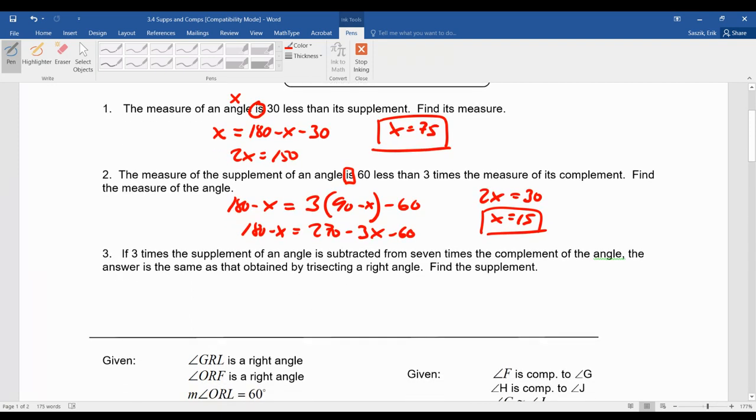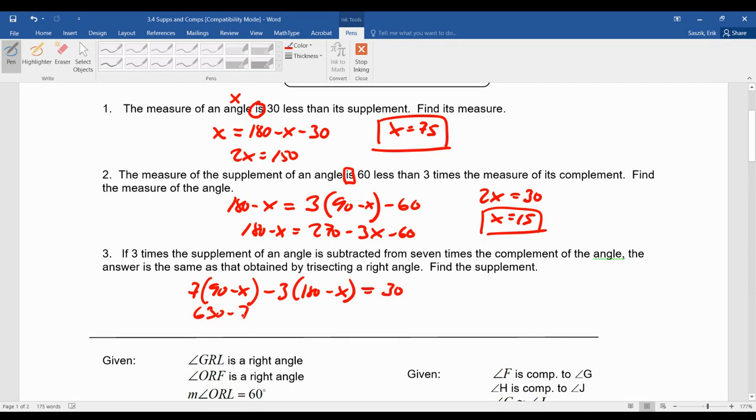It's the next one where you have to be a little bit more careful. If 3 times the measure of a supplement, so 3 times the supplement angle, is subtracted from 7 times the measure of the complement, so 7 times the complement, what are we subtracting? We're subtracting 3 times the measure of the supplement. The answer equals the same as that obtained by trisecting a right angle. Well, that's, of course, 30 degrees.